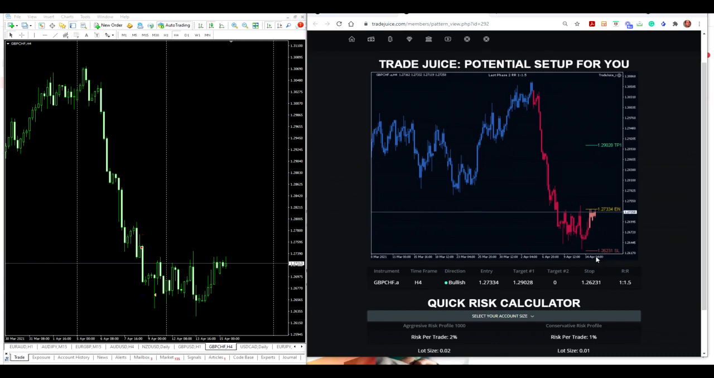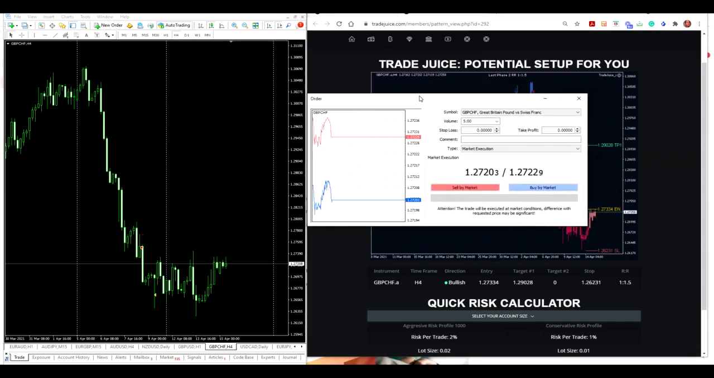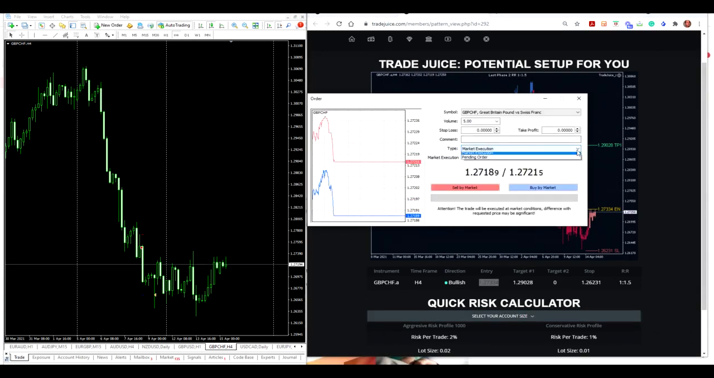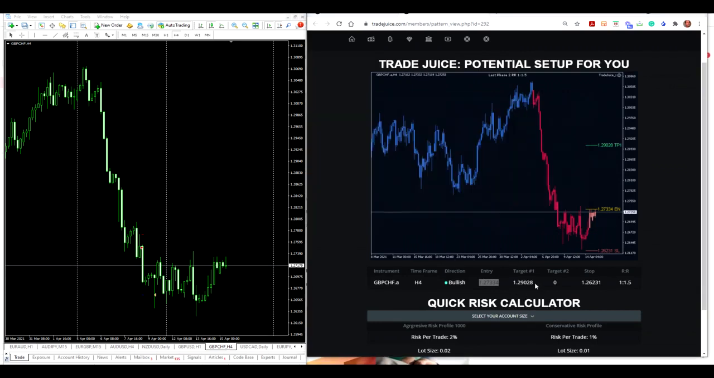So all I need to do to enter this trade is open up the charts and look to see where it tells me to enter. So I'm going to enter there and set a pending order. This is bullish, so I'm going to set a buy stop. All is explained in the Tradeology members area, of course. And I'm going to also add the target, that price there, and do that now.